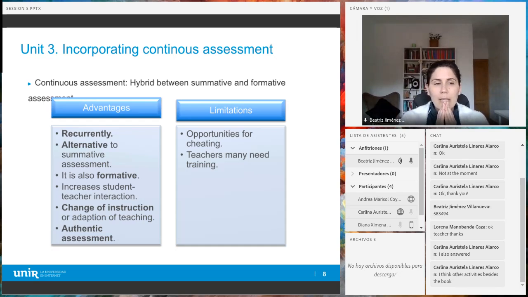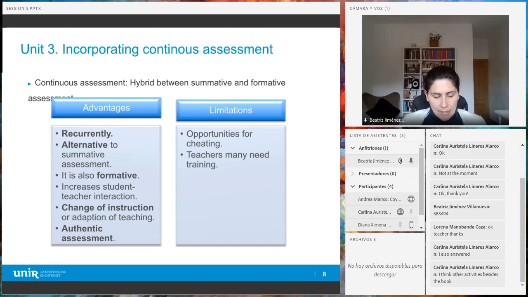Okay, so when we talk about continuous assessment, we need to consider that there are some advantages, of course, but there are also some limitations. Okay. When we think about the advantages of this kind of assessment, according to GSWAG, we can say that continuous assessment can be used recurrently throughout the year. Okay, so it's not just one moment in the year. It can be also used as an alternative to summative assessment, as we have mentioned, okay, or it can be also a supplement to this summative assessment. So we can provide both, okay.